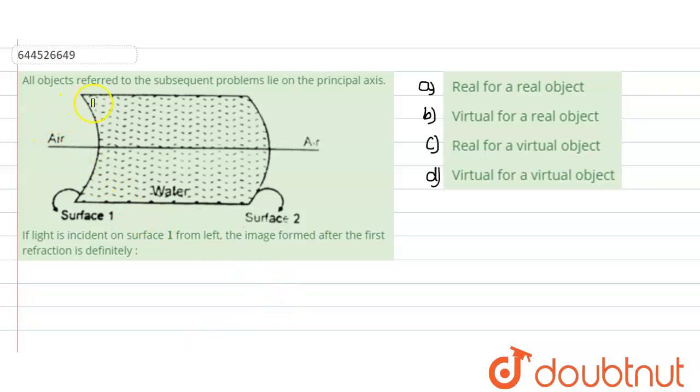Hello everyone, let us start with our question. In this question, it is given that all objects referred to in the subsequent problem lie on the principal axis. Now, if the light is incident on surface 1 from the left, the image formed after the first refraction is definitely... So this is our surface 1, this is our air, this is our water.